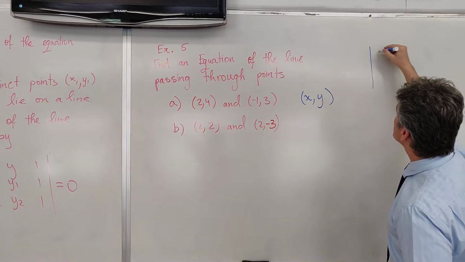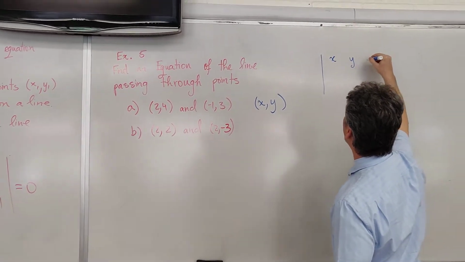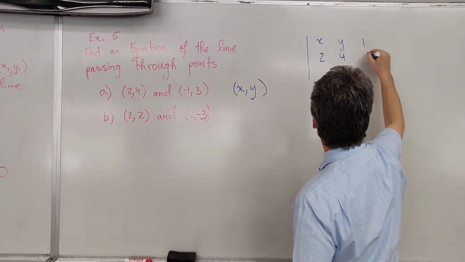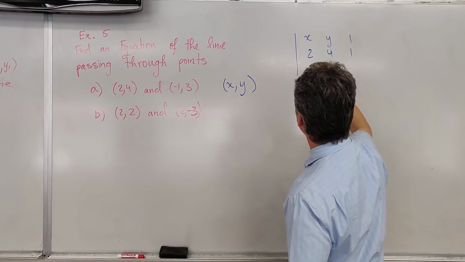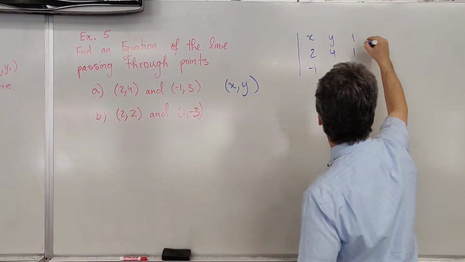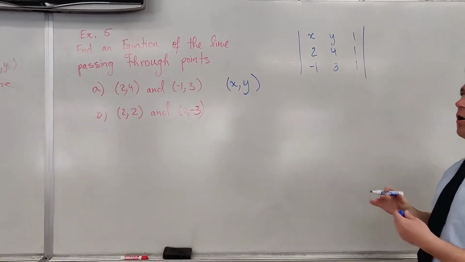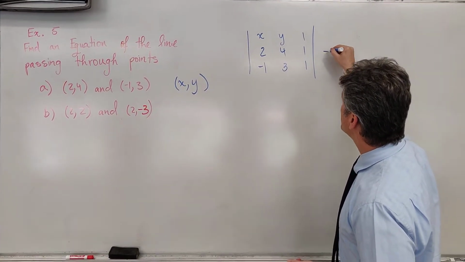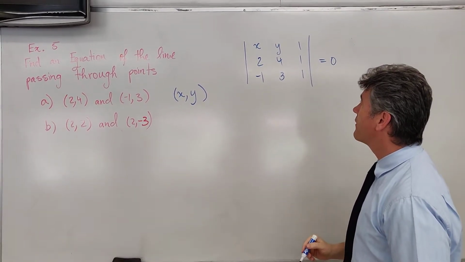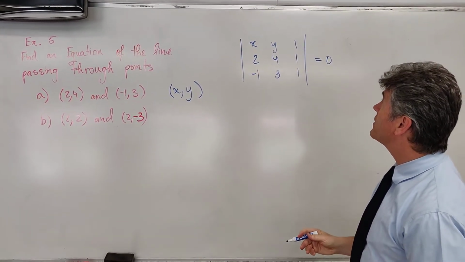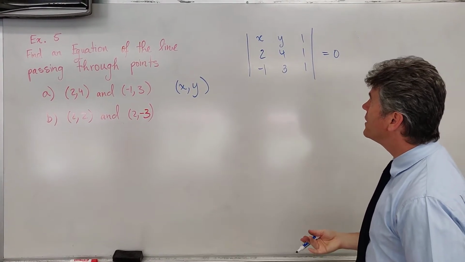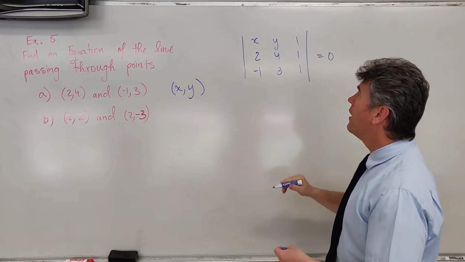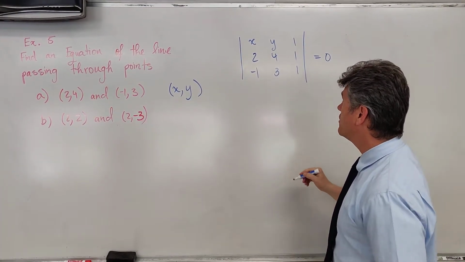This matrix is x, y, 1, then 2, 4, 1, and finally -1, 3, 1. And since those points are collinear, we chose them in such a way that they lie on the same line, the area of the triangle is equal to 0. What do we do next? Well, next we have to decide what do we want. I will decide to use row 1. You can use any rows that you want.